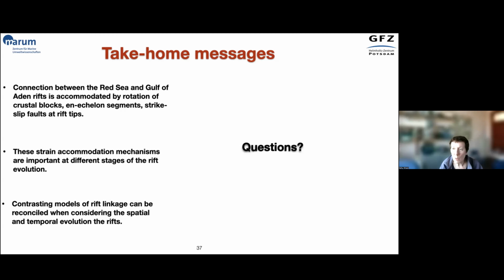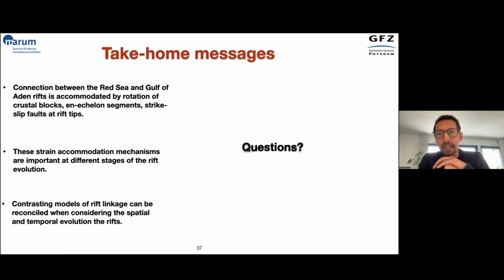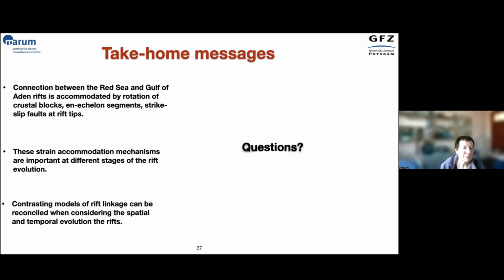Okay, just as a follow-up, I mean, there's a huge difference in the timescales. We're talking several decades on the one hand and millions of years for the numerical modeling on the other hand. Yes, yeah, that's right. Okay, thank you.